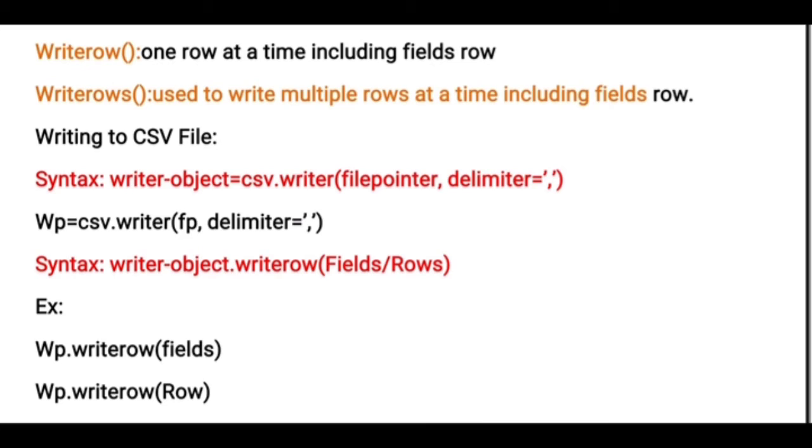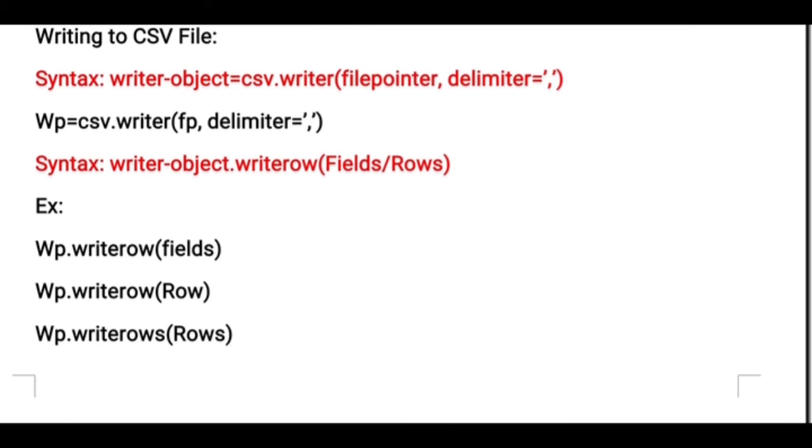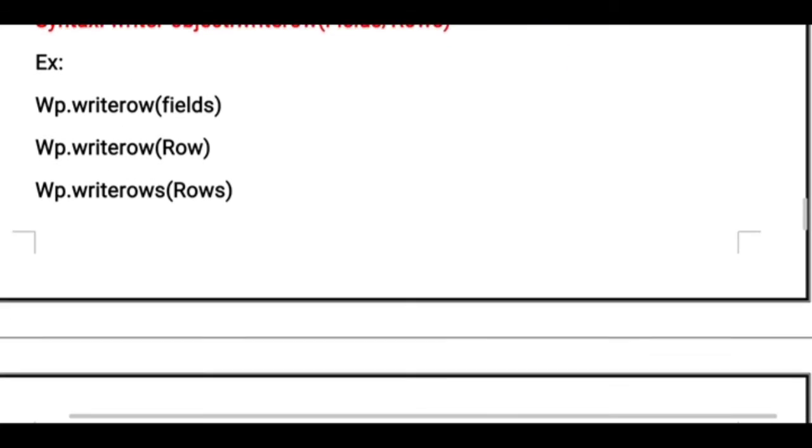First one is the writer object. You can name this object with any name. Here I have chosen WP. So WP is equal to csv.writer(fp). What do you know? File pointer. With this file pointer we are going to open the file, and then the delimiter, the particular character through which my content will be separated. Now the syntax of the writerow function: we will simply write fields and rows, and writerows.